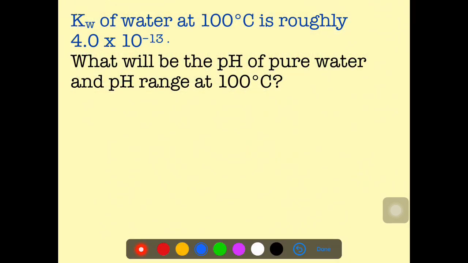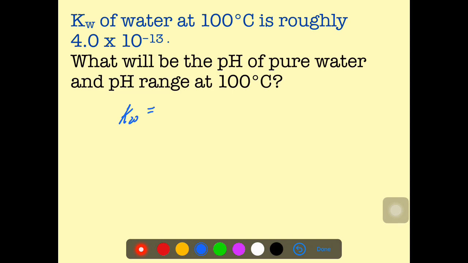Though the value of Kw of water at 25 degrees Celsius is 10 raised to minus 14, at 100 degrees Celsius it is 4 into 10 raised to minus 13. As I said earlier, the Kw of water increases with increase in temperature according to Le Chatelier's principle. So the question here is, what will be the pH of pure water and the pH range at 100 degrees Celsius? Will it be different from that at 25 degrees Celsius? So let's work it out.